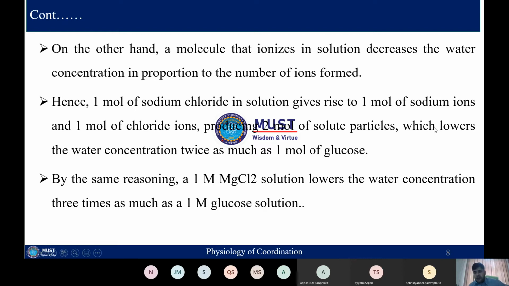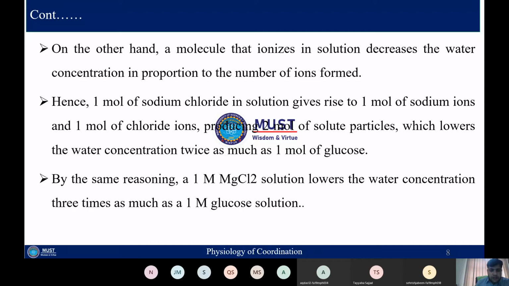So it means the water concentration will be lowered by 2 as compared to 1, or as when we compare it with the one molecule of the glucose. So one molecule of the glucose and one molecule of the sodium chloride will have different effects on the water concentration. One molecule of the glucose will decrease the water concentration by one molecule, but one molecule of the sodium chloride, because of its ionic nature, will dissociate into two different ions. So one molecule of the sodium chloride will decrease the water concentration by 2 as compared to the one molecule of the glucose, which will decrease the water concentration by 1.